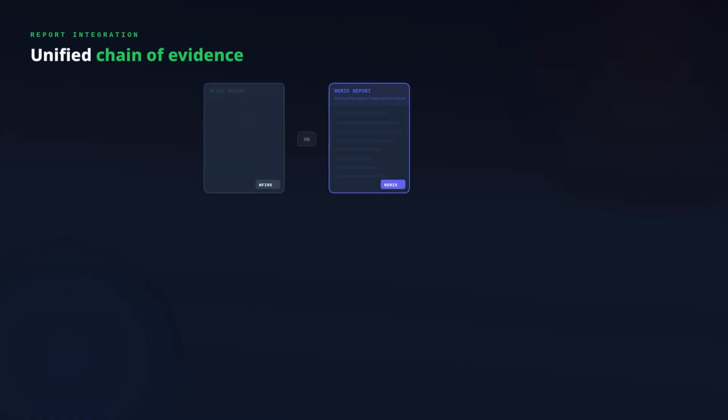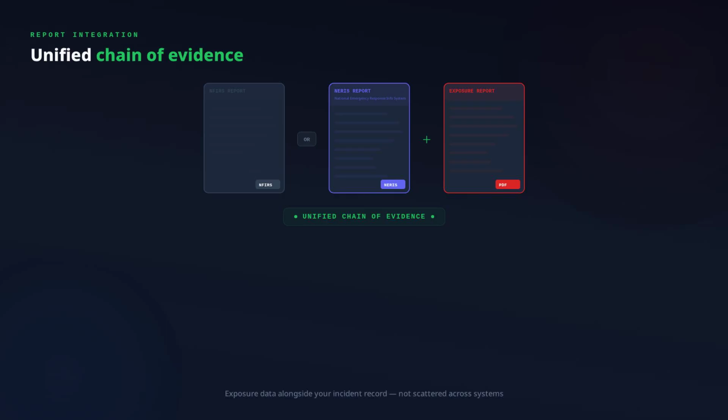That same PDF attaches directly to your NFIRS report or your National Emergency Response Information System report, creating a unified chain of evidence. Your exposure data sits alongside your incident record, not scattered across systems, not buried in filing cabinets, one unified chain of evidence.